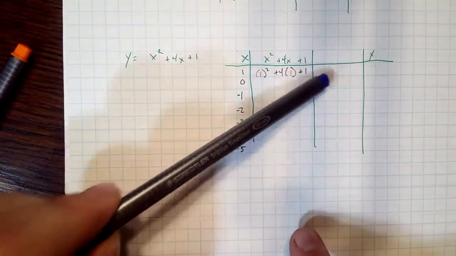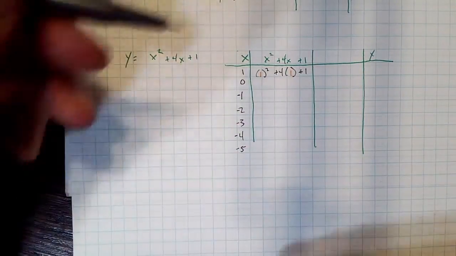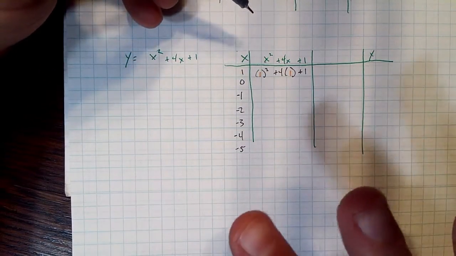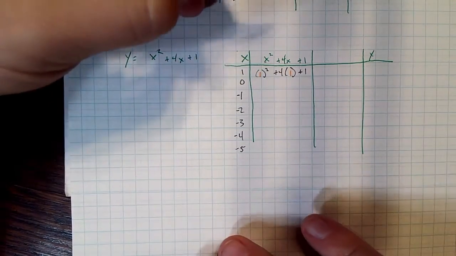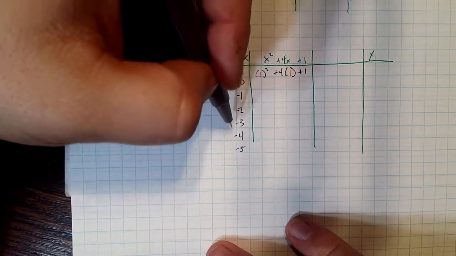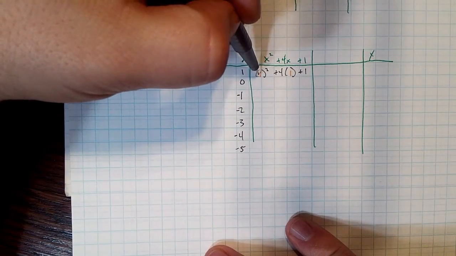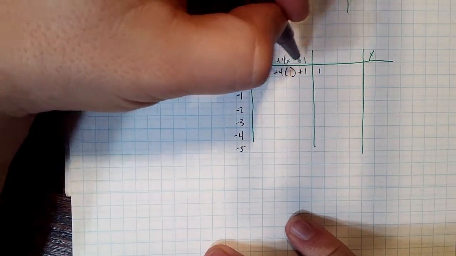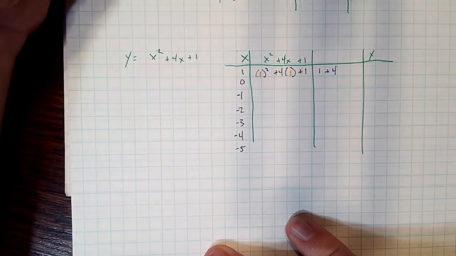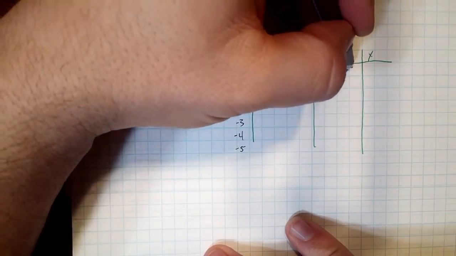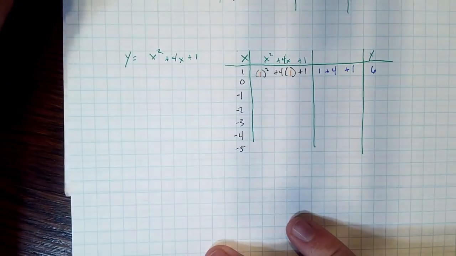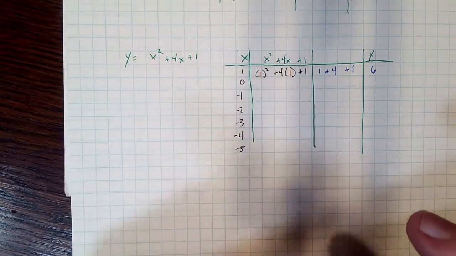Now you get to see why I have this empty section. The reason we have this empty section is to work this out. And this one's pretty easy, but down here, you're going to want that section. All right, so first thing, what is 1 squared? Well, it's just 1. What is 4 times 1? That's 4. And then we have this plus 1. What's 1 plus 4 plus 1? 6. That's it. Okay, then you move on to the next row.